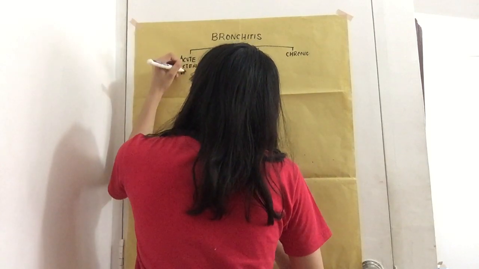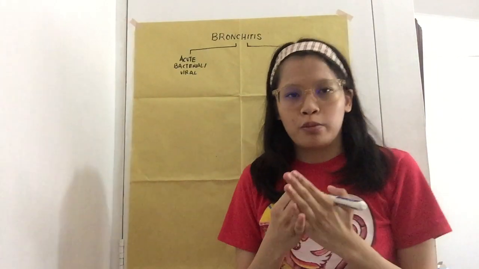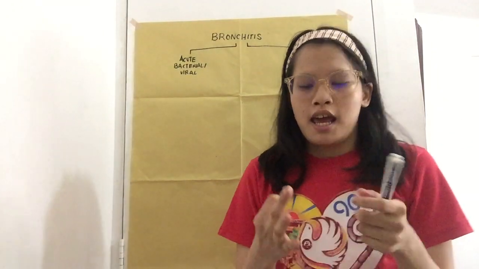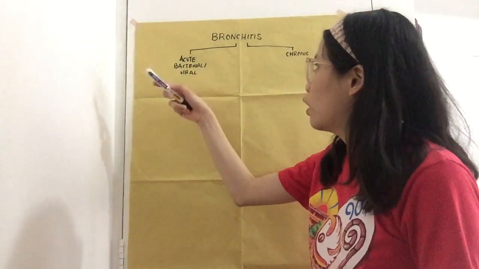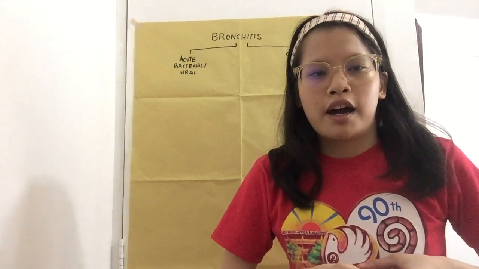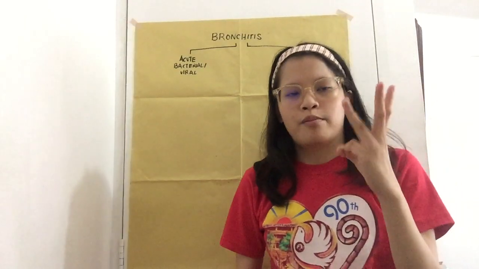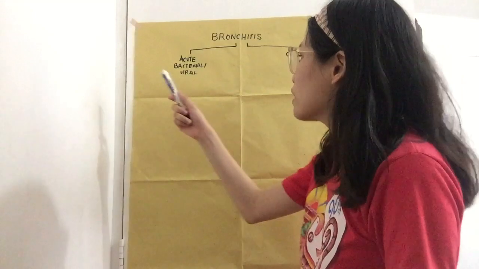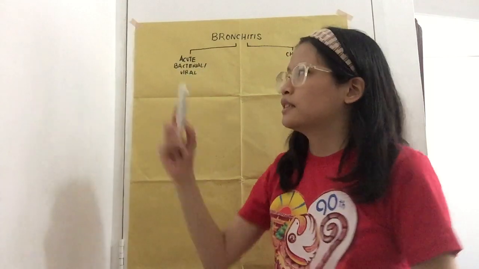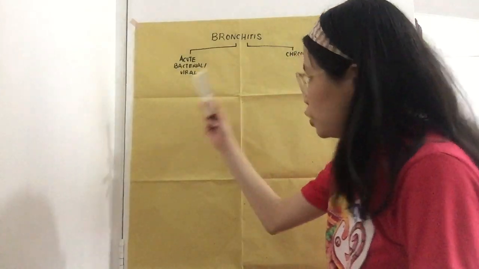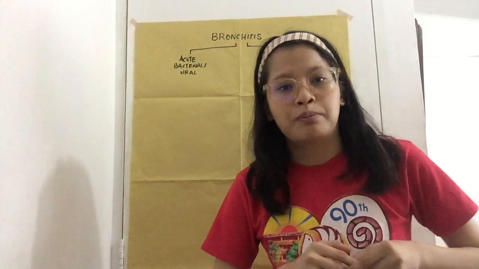The bacterial infection is commonly caused by Chlamydia pneumoniae, Mycoplasma pneumoniae, and Bordetella pertussis, while the viral infection, which accounts for 90% of acute bronchitis, is caused by parainfluenza, influenza A or B, rhinovirus, and coronavirus. So those are the common viral infections. And usually acute bronchitis affects pediatric patients, more like patients below 2 years old.